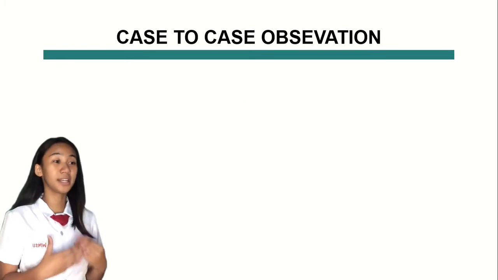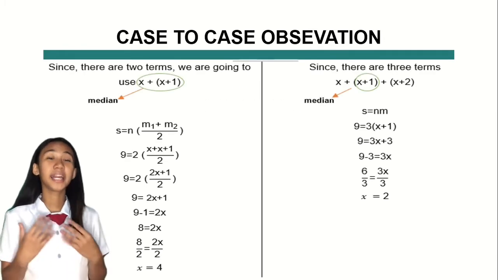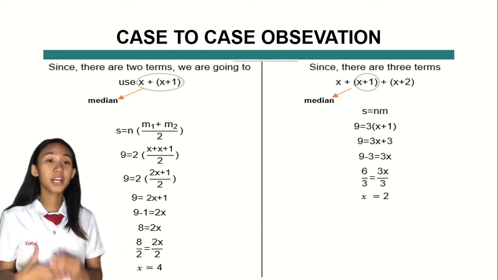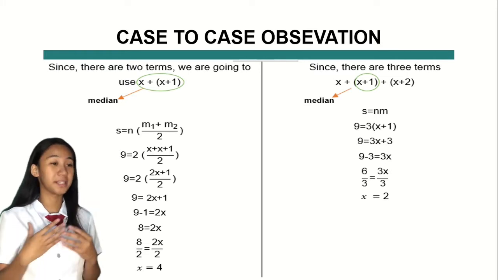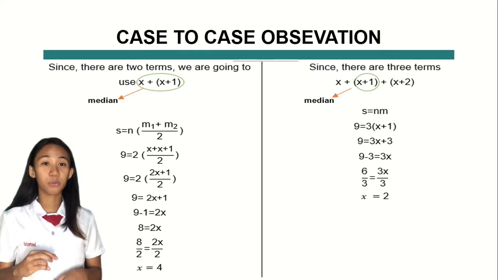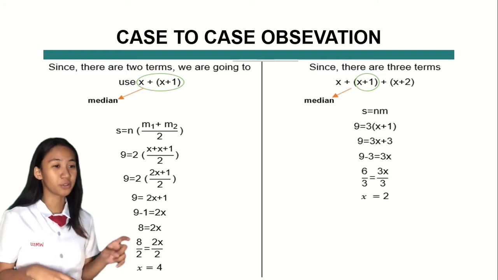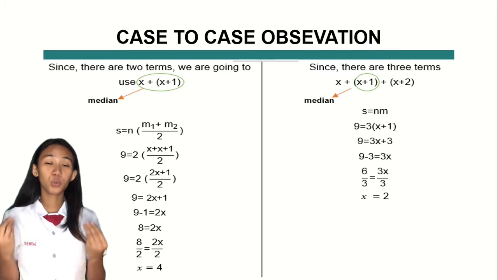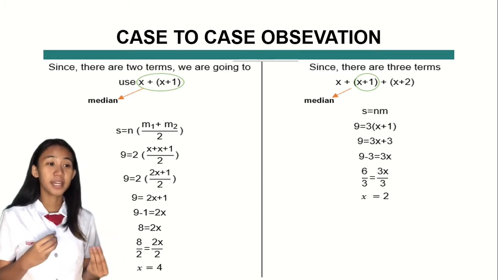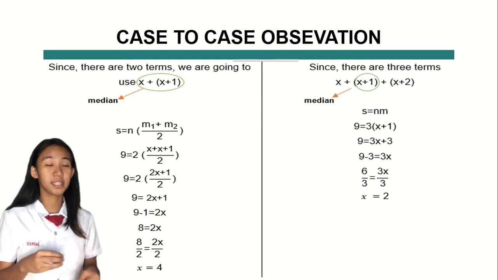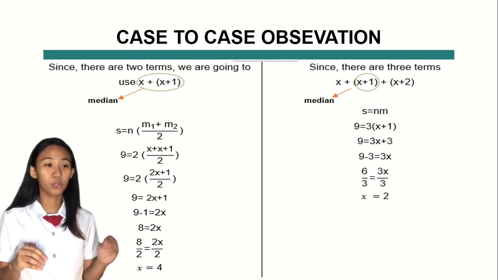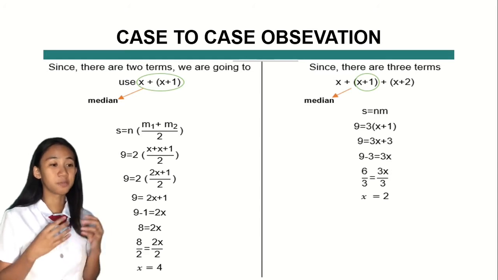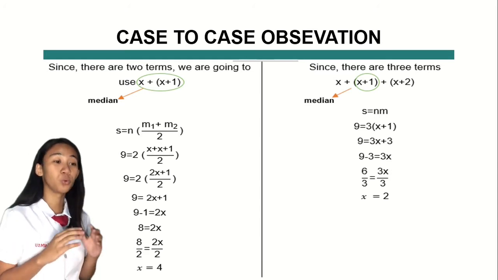The sum of consecutive counting numbers is 9. Can 9 be expressed as the sum of 2 or 3 terms? Since there are only 2 terms, we are going to use x plus x plus 1, and our median would be x plus 1. So we're going to substitute all the given: 9 as its sum, 2 as its number of terms, and x plus 1 as its median, divided by 2. So we are going to cancel 2, so it will remain 2x plus 1. So 9 is equal to 2x plus 1.